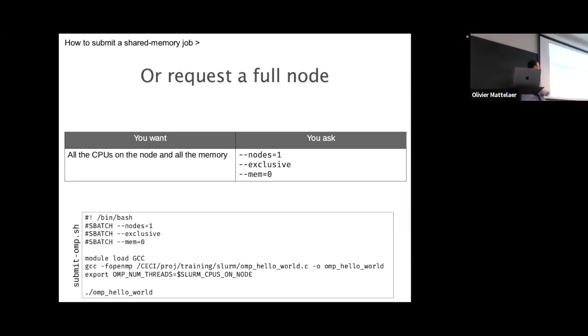So if you request simply a full node with --nodes=1 and --exclusive, you could get your job killed because of a memory overconsumption, even though there are no other jobs that could have been able to use the memory. Just make sure to use both at the same time, --exclusive and --mem=0.